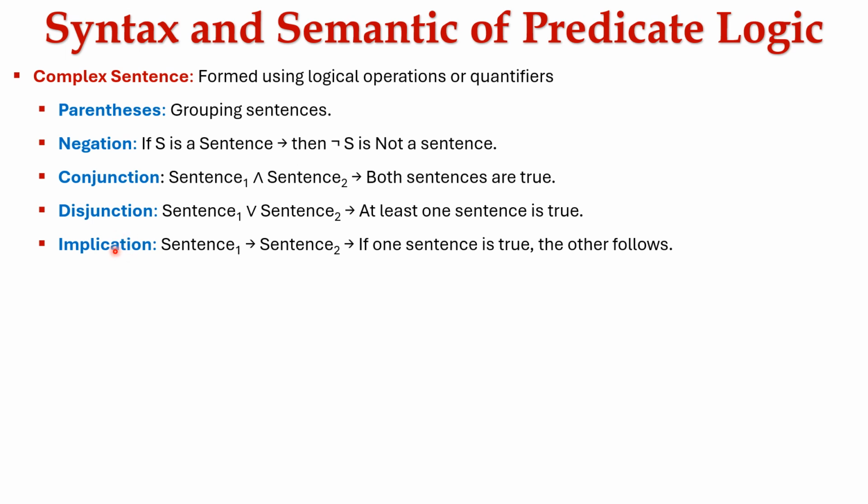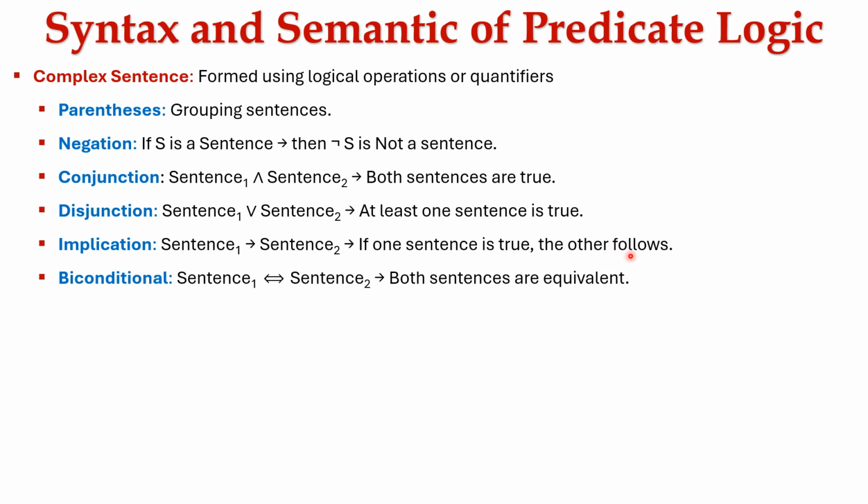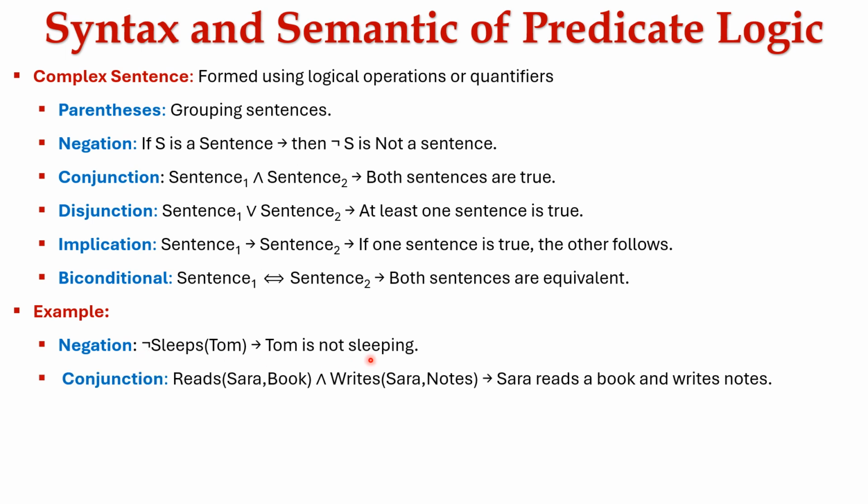Next, implication. Sentence 1 implies sentence 2. This represents that if one sentence is true, the other follows. Next, biconditional. Sentence 1 biconditional sentence 2. This represents that both the sentences are equivalent. Now let's consider examples for complex sentences. For negation, negate sleep of Tom. This represents that Tom is not sleeping.